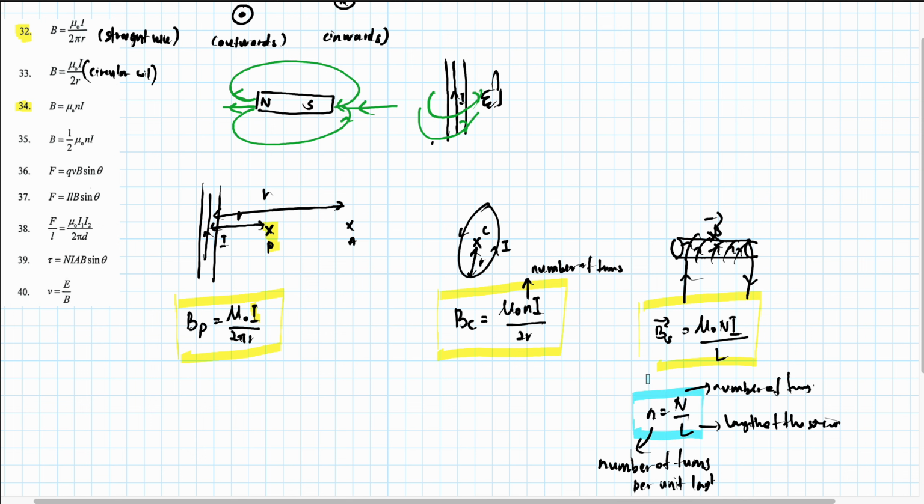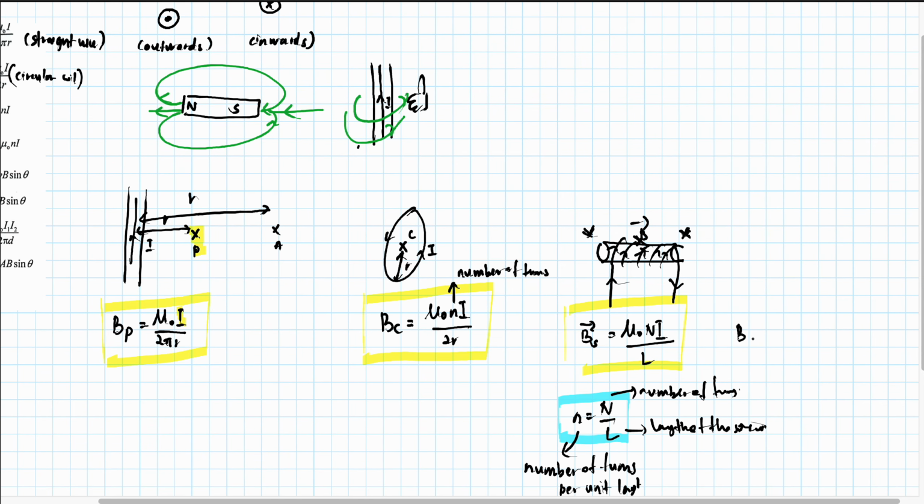Okay, lepas tu ada lagi satu formula yang mu naught Ni over L ini adalah untuk dekat center. Tapi boleh jadi juga kita nak cari magnetic field at the end of the solenoid. Maksudnya hujung sini ataupun hujung sini. So yang ni formula dia akan jadi lain lah. Formula dia adalah magnetic field at the end of the solenoid. So I tulis dia sebagai BE. Okay, magnetic field at the end of the solenoid adalah mu naught Ni bahagi dengan 2L.